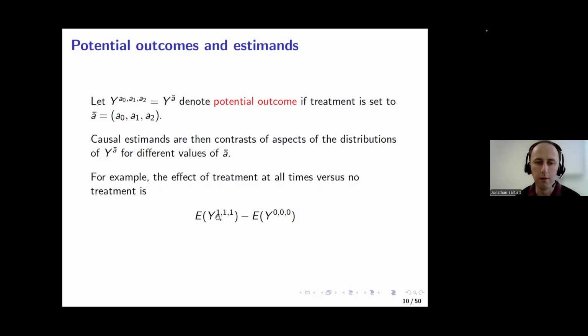So for example, if I have a binary treatment, Y111 just means what the outcome would be for that given individual if they were treated at each of the three time points. Causal estimands are then contrasts of aspects of distributions of these potential outcomes for different possible values of these treatment sequences A bar. The bar here denotes a history over time of treatment. So for example, we could be interested in the average outcome if everyone were treated at all three time points, which is this first part of the expression, minus the average outcome across the population if people were not treated at any of the three time points.